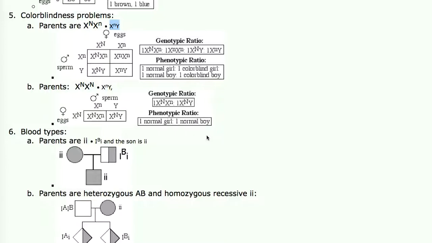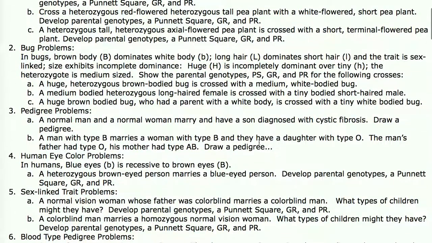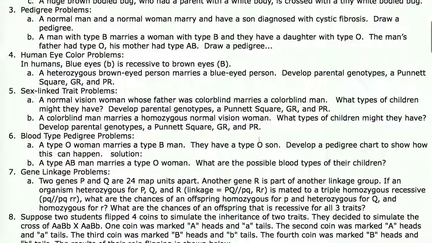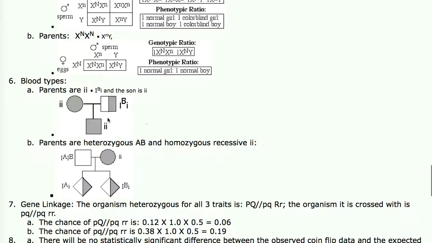Okay. Next problem. We've got some blood type problems. Number 6. A type O woman marries a B man. They have an O son. Automatically, that means that the man is carrying the O gene, because that way the son would be receiving an O gene from each parent.